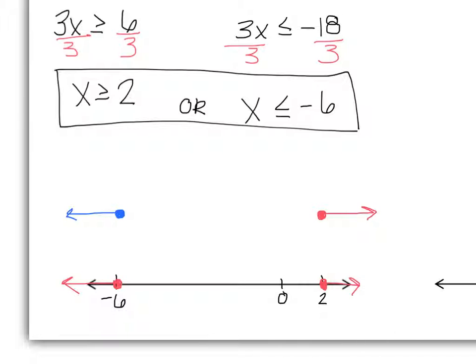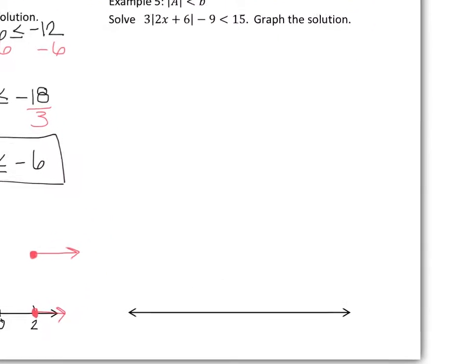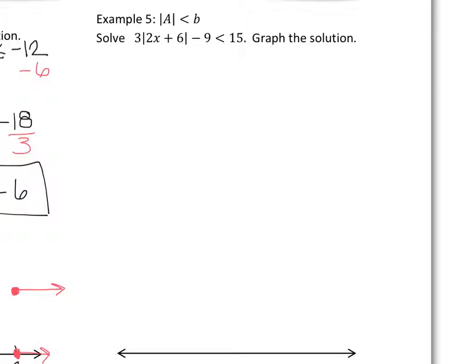Ready to keep going? Okay. First question, is absolute value by itself? No, we need to move some things. So we need to move the 3 and the negative 9. Which one first? The 9. Very good. So we're going to add 9.